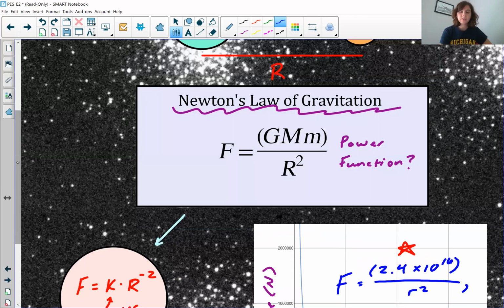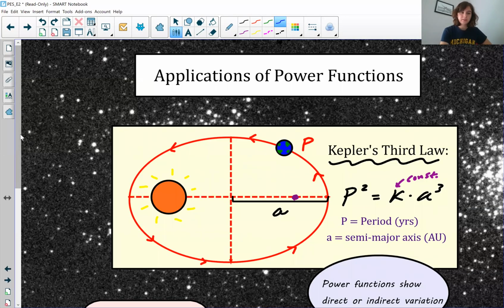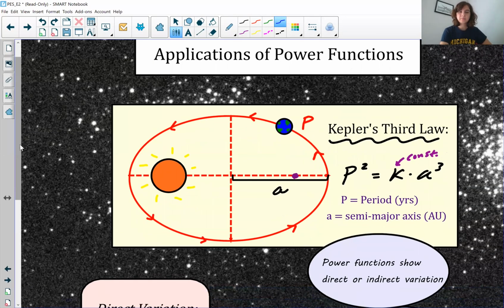Okay, so that was example number 1. And then we're going to do some more physics. And this is also kind of related to Newton's law of gravitation, so that's cool. But I want to talk about Kepler's third law.